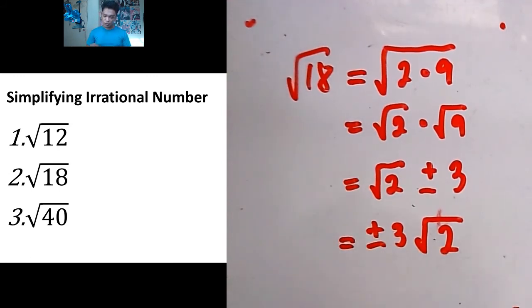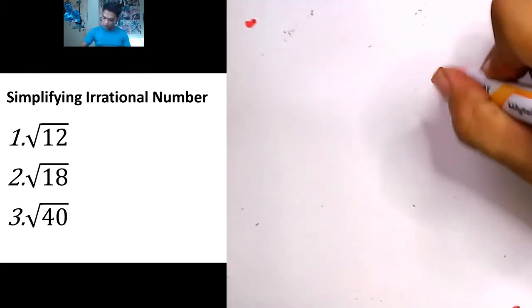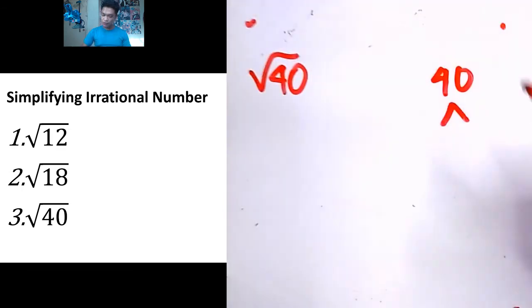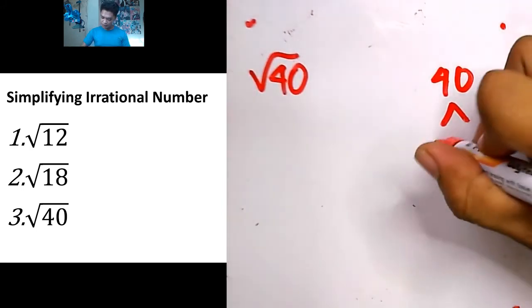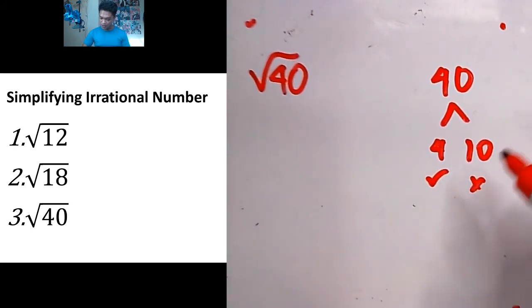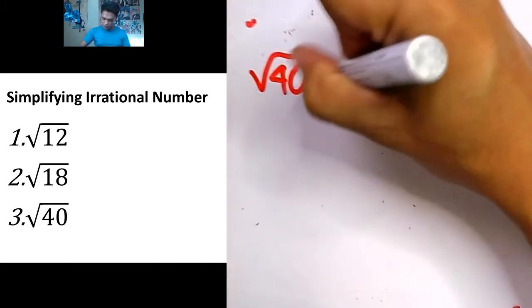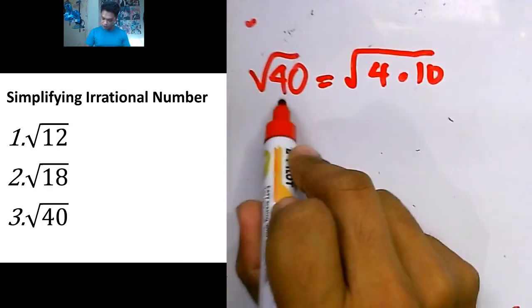Next, square root of 40. So 40, what are the factors of 40? So we have 4 times 10. 4 times 10 is 40. 4 is a perfect square, 10 is not. So therefore, we could use this one. So we have 4 times 10, which is equal to 40.